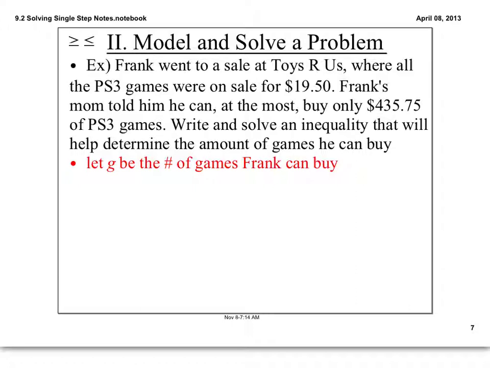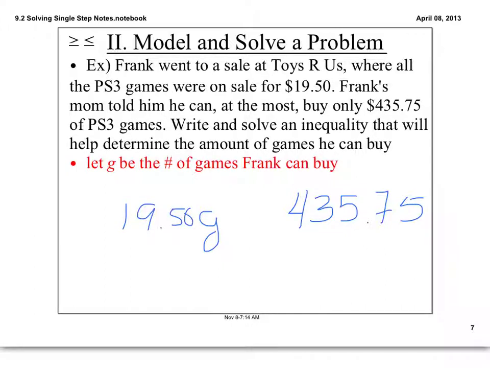So again, you're setting these up kind of similar to what we did in Chapter 8. So the total amount of money he can spend is $435.75. Okay, you know that we're going to represent the unknown number of games with G, and each game is worth $19.50. So here's your expression.